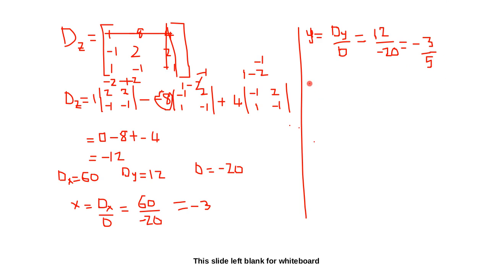Then lastly, z. Z now is given by dz divided by d. Dz is negative 12. So what will be the quotient? Negative 12 divided by negative 20. So what is the quotient there?